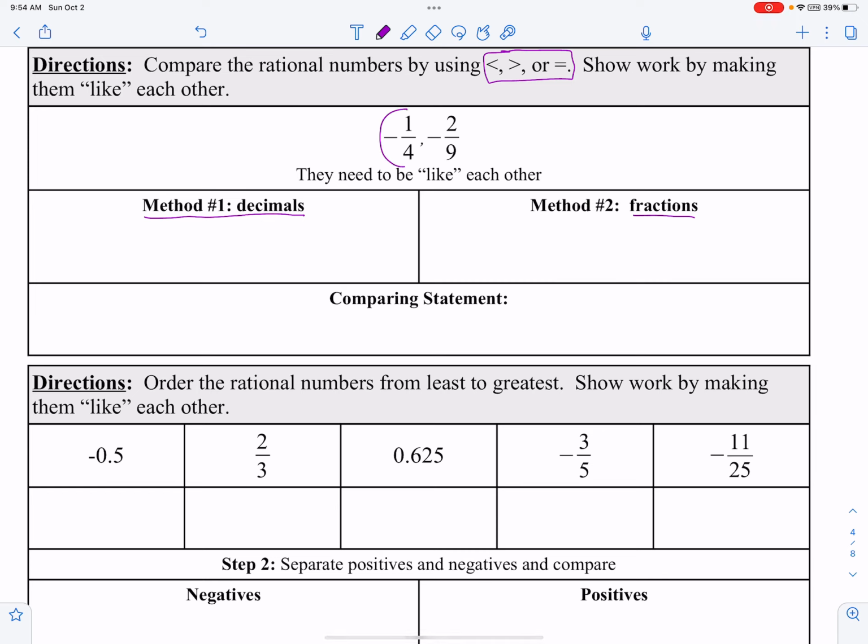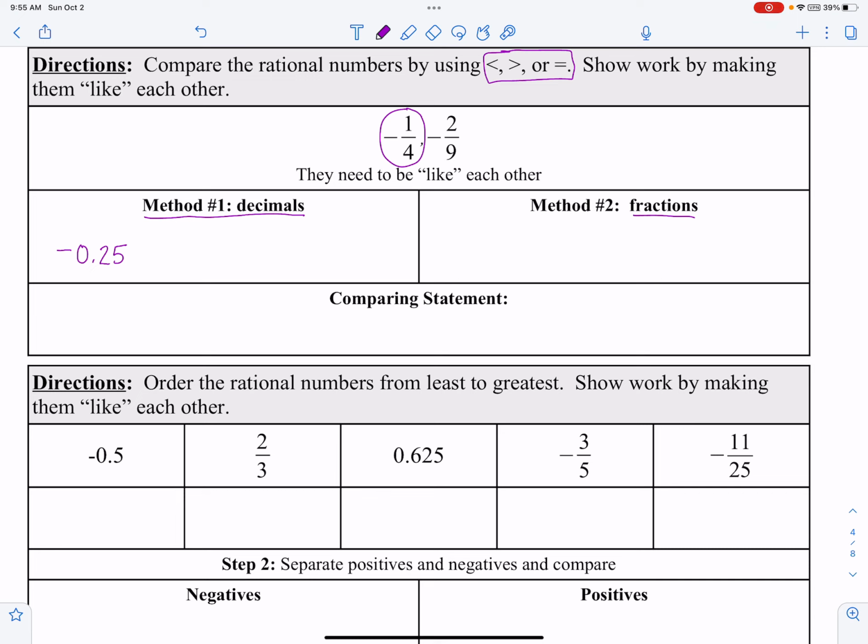The -1/4, I just know 1/4 is 0.25. And so that's a pretty familiar one. If you didn't, you could do the long division. So I'm going to just go ahead and write that out. So I have -0.25. Okay. Don't forget that these are all negative, so you don't want to lose that and forget it.